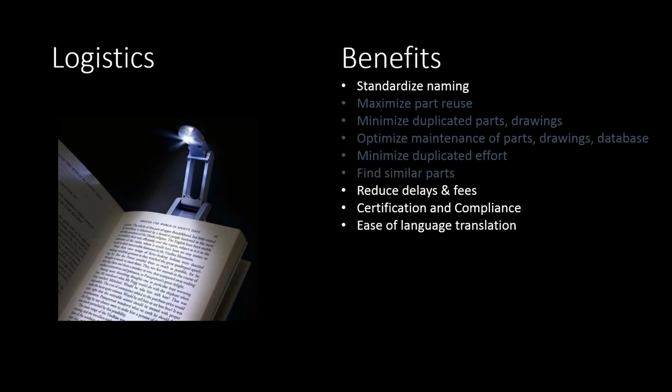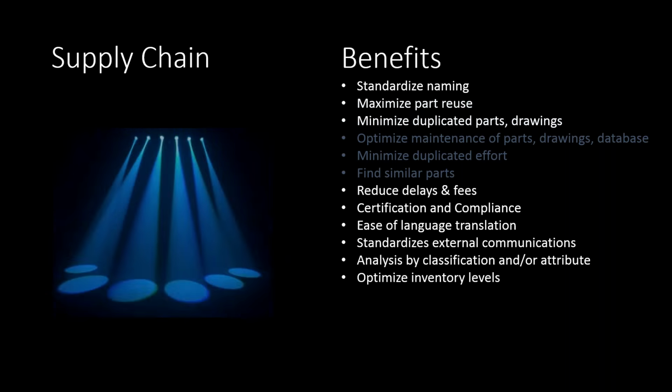So let's talk about logistics. Logistics has a lot of benefit to gain from standardized naming. Reducing delays and fees absolutely impacts the bottom line. Certification and compliance just gets harder and harder as time marches on, and having this consistent naming, this consistent metadata language governing what these items are, is extremely valuable. And also the ease of language translation. Solar is a global company, and we ship internationally all over the world, and being able to consistently translate the same part name or part description over and over again is very beneficial and reduces that maintenance.